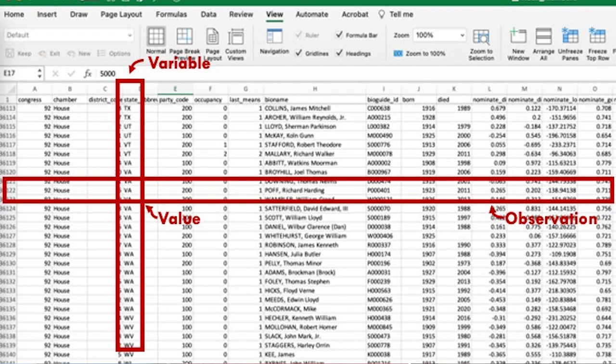I've highlighted state as a variable, and note that the observation here is about the individual, not the place in this case. What you actually study is going to vary depending on your research and your research question. The value here then is what the variable for that observation is. So the variable varies, it could be any state, but for this particular person, the value is Virginia. In a spreadsheet or data set like this, the observations are always going to be the rows, the variables are the columns, and the values are the data itself.